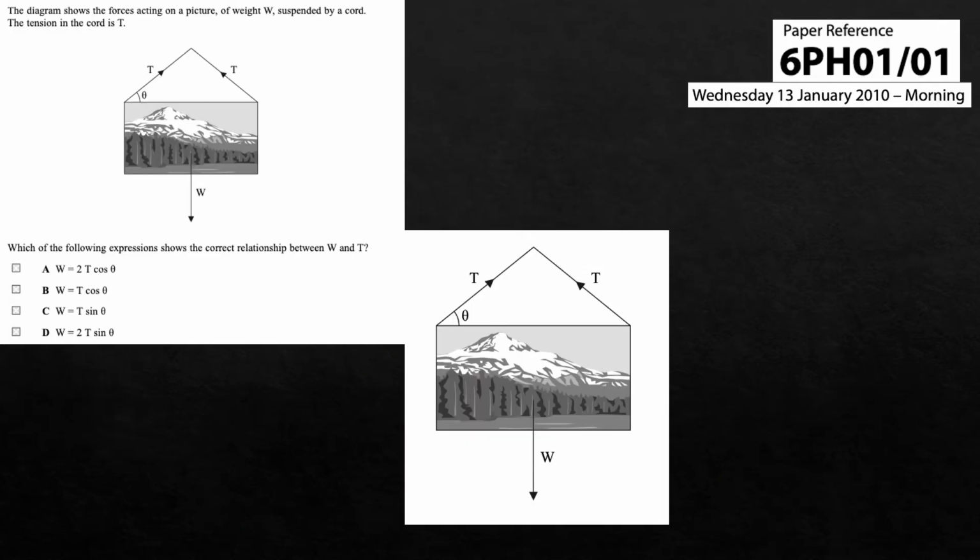Problem 2. The diagram shows the forces acting on a picture of weight W suspended by a cord. The tension of the cord is T. Which of the following expressions shows the correct relationship between W and T?